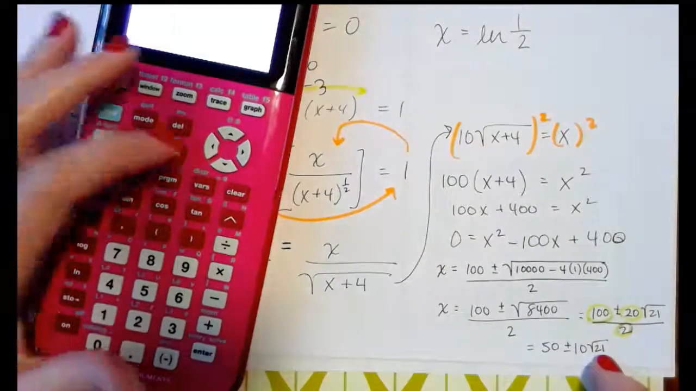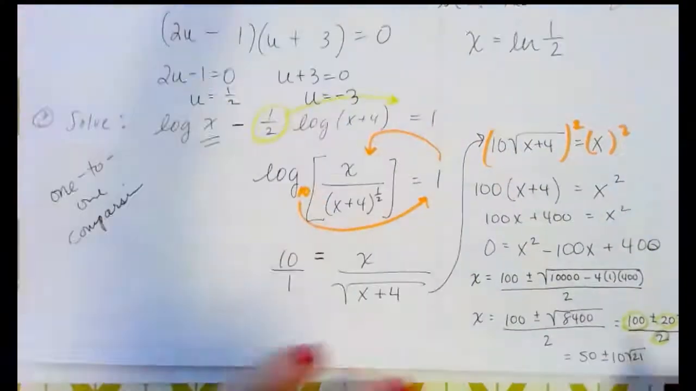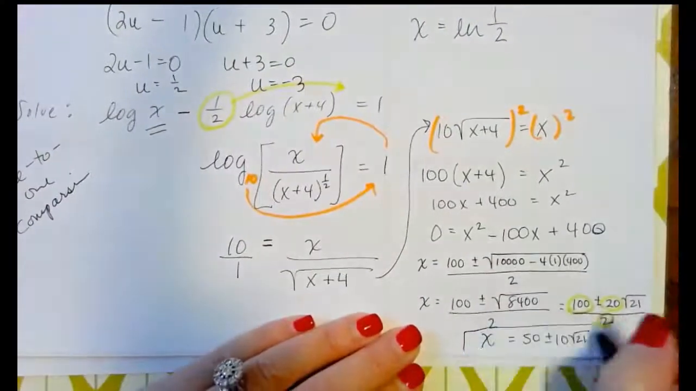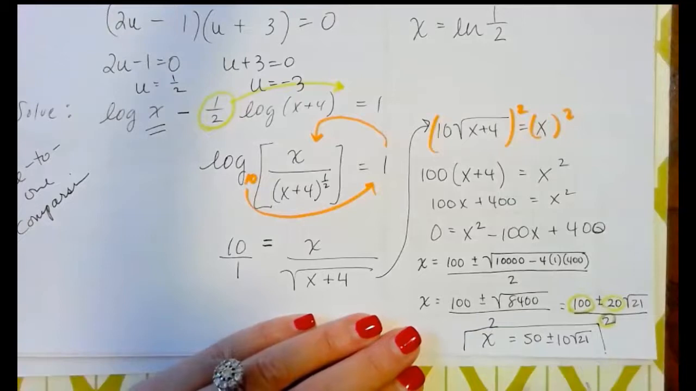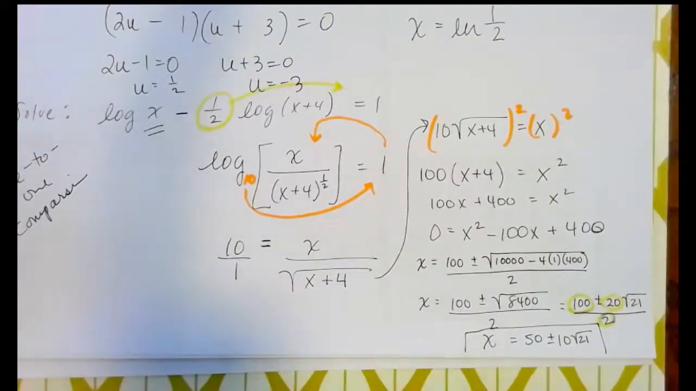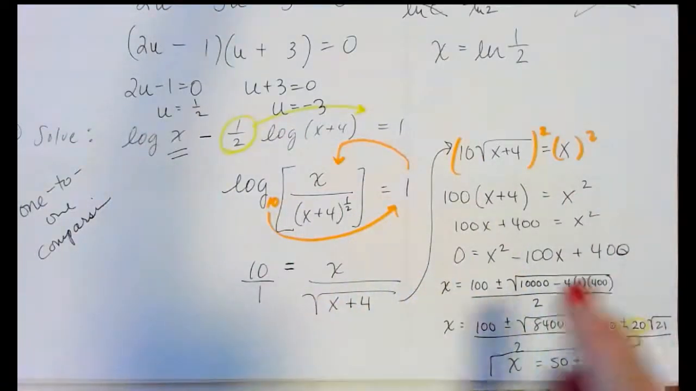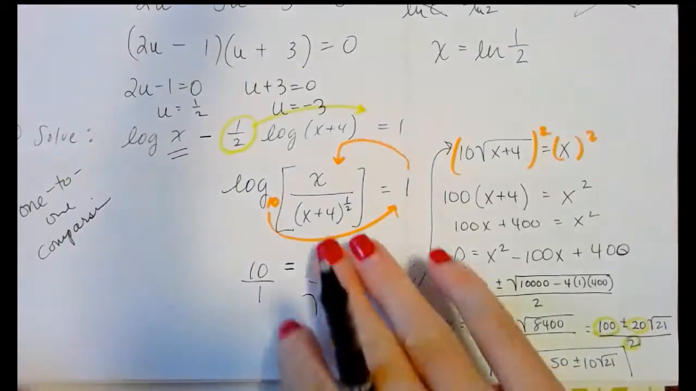So the square root of 21 is 4.58, and 10 times 4.58 is going to be 45.8. So 50 minus 45.8 is okay. So actually, both of those answers are legitimate because if we look at their decimal approximations, both are bigger than 0. So those are our answers. That turned out to be a good problem because we had to condense the logarithms and use the quadratic formula in solving a radical equation.